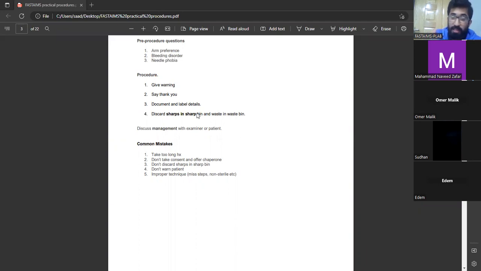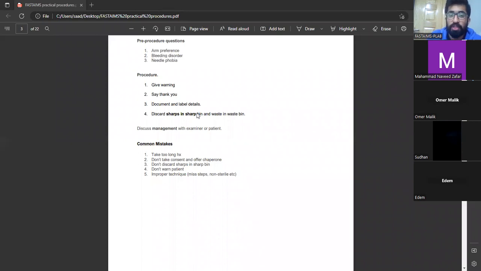Then in the question, it would be written to discuss management with the examiner or with the patient. If it's not written, then inside the cubicle, either the patient or the examiner would ask you, doctor, what are you going to do now, or what is going to happen to me, or for how long this catheter will remain there.